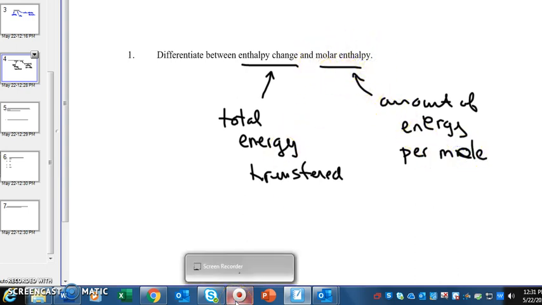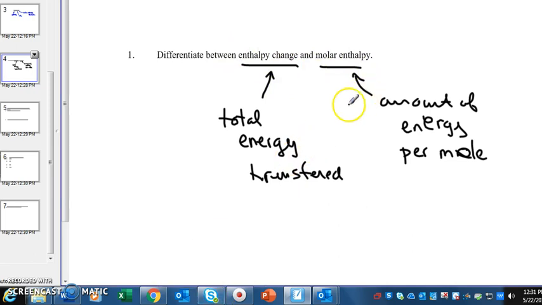So if you had less than a mole reacting, obviously the total amount of energy would be less than the molar enthalpy. If you had more than 1 mole of a substance reacting, the total enthalpy change would be more than the molar enthalpy.